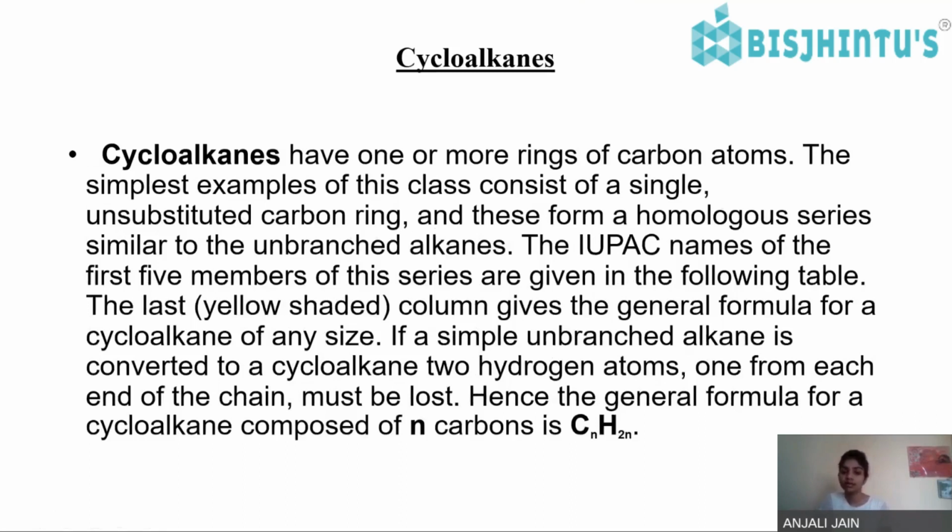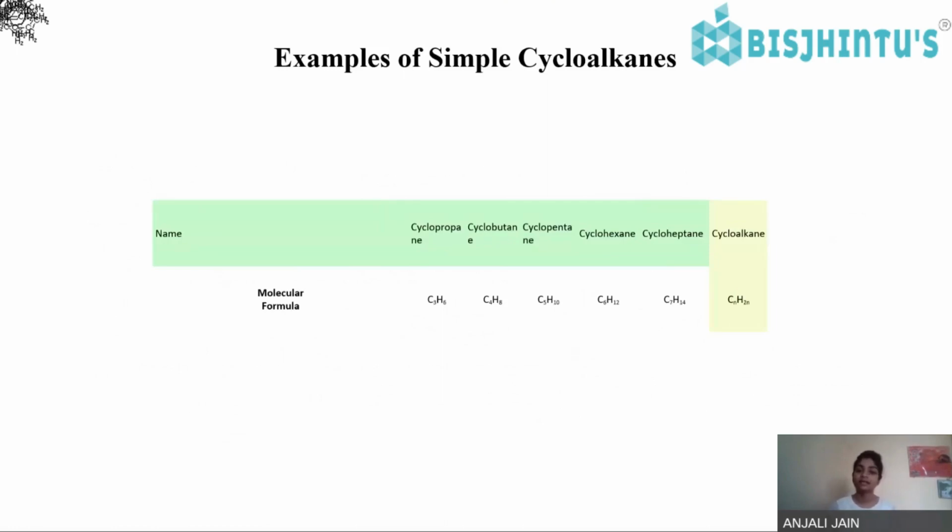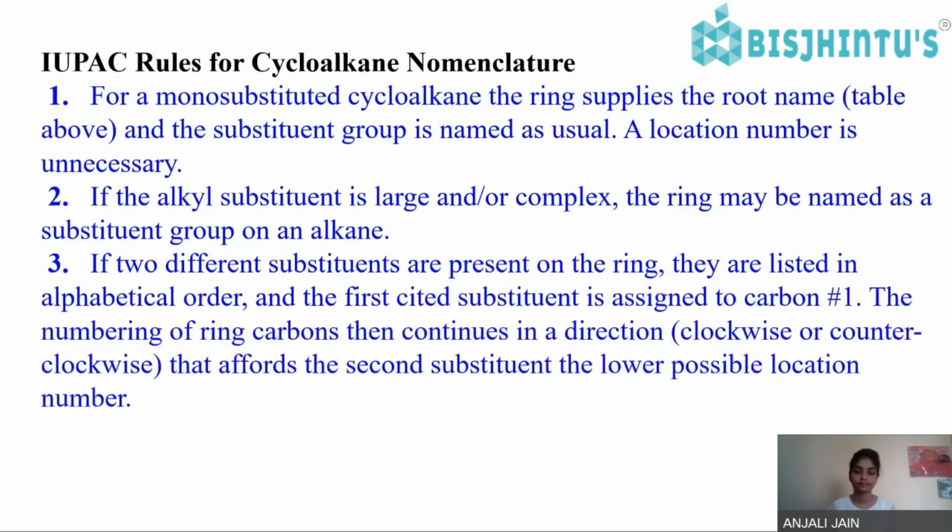These form a homologous series. So in cycloalkanes, the general formula will be CnH2n. The IUPAC names of the first 5 members of this series are given. Here we use the general formula CnH2n, where n is the number of carbons. So cyclopropane is for 3-membered, cyclobutane for 4-membered, cyclopentane for 5-membered, cyclohexane for 6-membered, as we just read in alkanes also, and cycloheptane for 7-membered. Similarly, for cycloalkanes CnH2n is the basic formula where n is the number of carbon atoms.